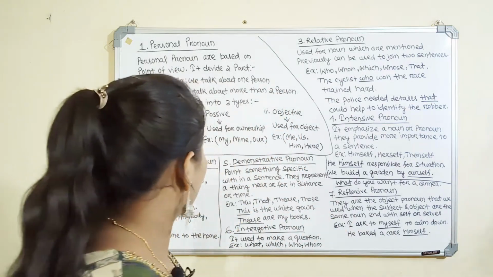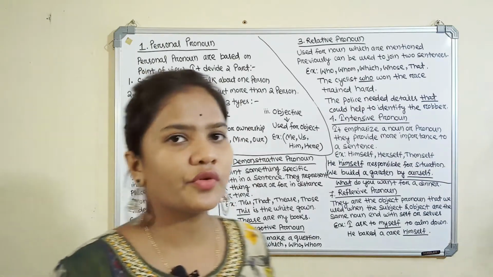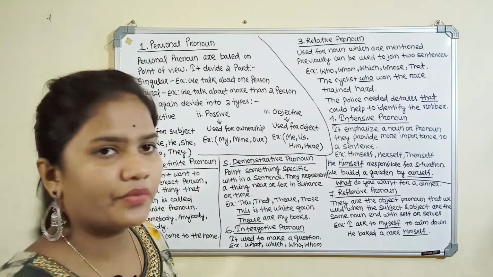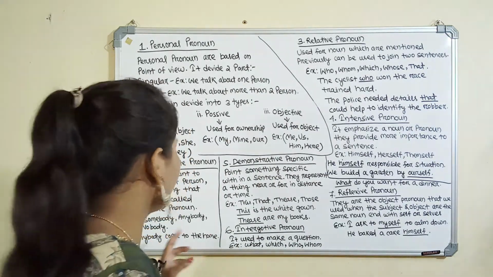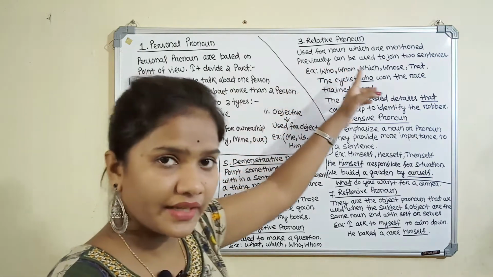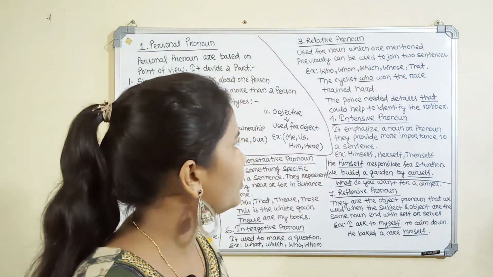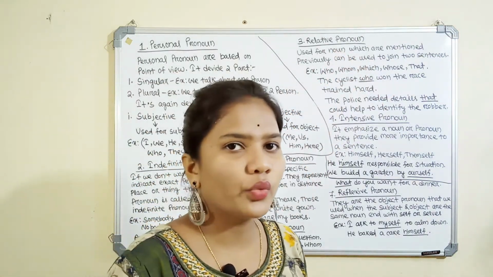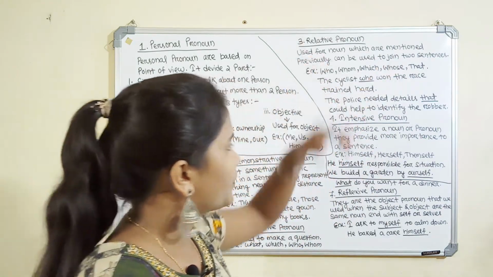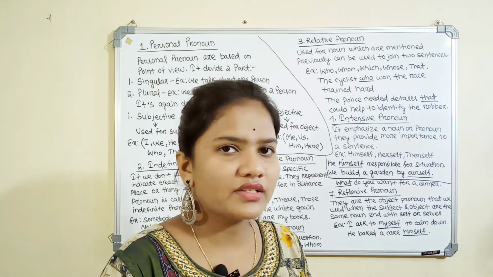Then we will move to the indefinite pronoun. Indefinite pronoun, when we don't want to indicate anyone, that is called the indefinite pronoun. Indefinite pronouns are examples like somebody, anybody, anyone. Then we will move to relative pronoun. Relative pronoun is the joining word of the sentence, that is that, who, whom. This is the relative pronoun. It is only used for joining sentences.